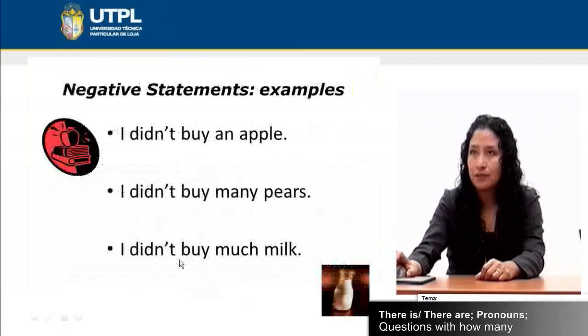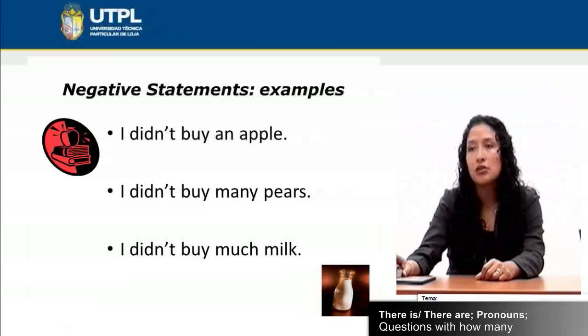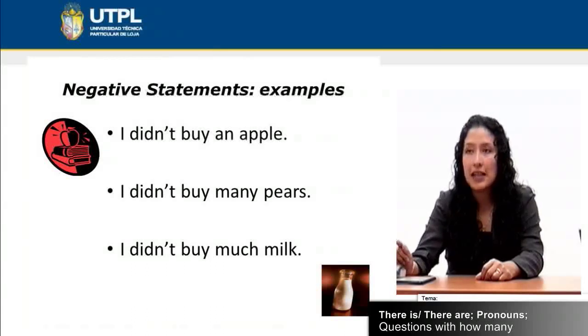What happens with negative statements and why do you have to take care about countable and uncountable nouns? When talking about them, remember that you can use many other alternatives. In this case, I have used didn't, which is an auxiliary for the past, but I would like you to put emphasis on the following. I didn't buy an apple. In this case, I'm using an plus apple, because this is a singular noun. I didn't buy many pears.